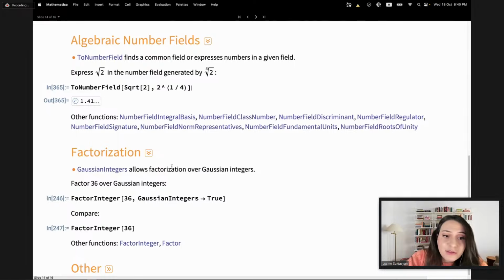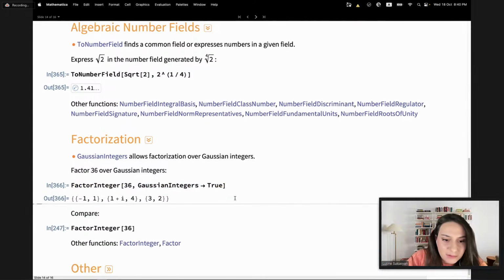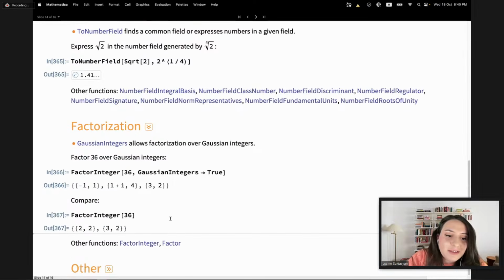Factorization, we talked about it. So here I want to talk about this Gaussian integers option, which allows factorization over Gaussian integers. We can factor 36 over Gaussian integers by just adding this option, Gaussian integers goes to true, and you see, you get minus 1 to the power of 1 times 1 plus I to the power of 4 times 3 squared. That should be 36 over that field. If we just say factor integer 36, it just gives you the factorization over natural numbers. The functions here are factor, integer, factor.